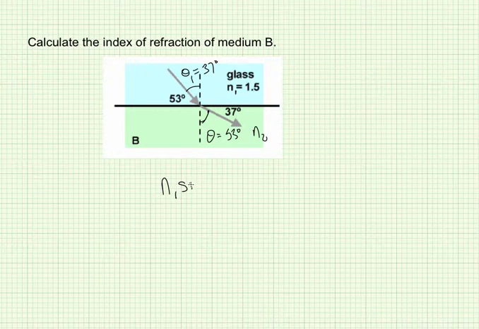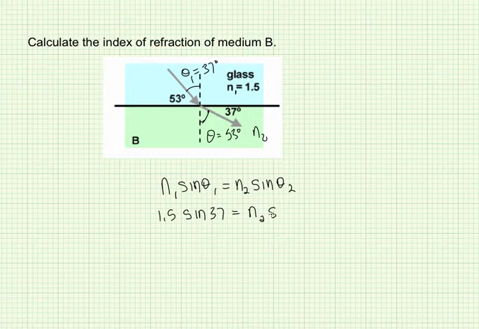So let's use Snell's law. N1 sine theta 1 equals N2 sine theta 2. N1 had a value of 1.5. I take the sine of theta 1, which was 37. It's going to equal N2 times the sine of 53. That's going to give me a value for the index of refraction of B of 1.13. And that's what I would expect to happen.